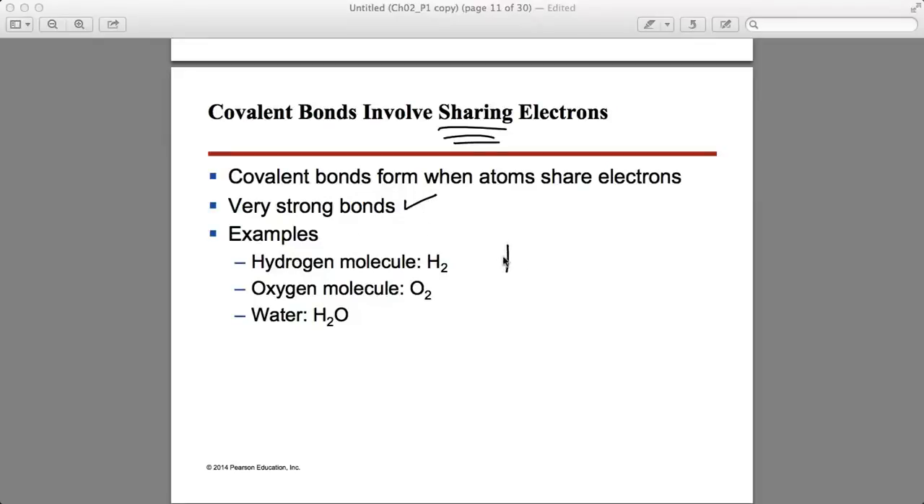An example of this is hydrogen bonding, or here's a single bond for hydrogen, or a double bond between two oxygen molecules, or the bonding that happens between the two hydrogen atoms and oxygen in a water molecule. So these are strong bonds that are difficult to break.